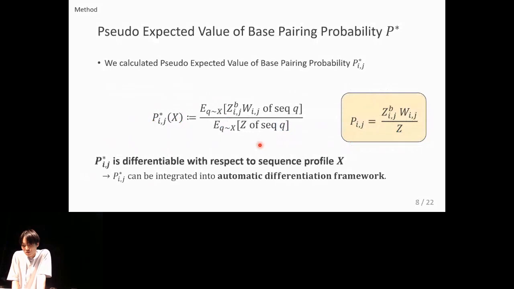Next, I'll explain the expected value of base pairing probability, P star. It is defined as shown here: the expected value of dBij multiplied by wij, divided by the expected value of the partition function Z. A key point is this P star is differentiable with respect to the sequence profile X, meaning that it can be integrated into the automatic differentiation frameworks.